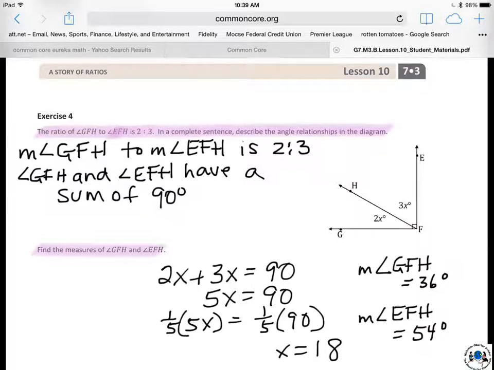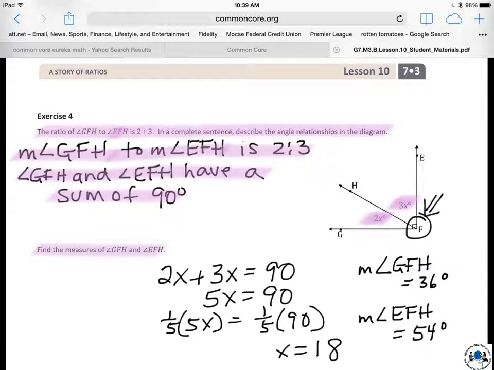Okay, so they helped us out a little bit here by giving us these expressions already for the angles GFH and EFH. My statement here was that the measurement of angle GFH to the measurement of angle EFH is 2-to-3. Again, I didn't really need to apply that because, like I said, they already gave me the 2x and the 3x. But I'm sure you'll see something different in the future. I also know that angle GFH and angle EFH have a sum of 90 degrees. And I know that because of that symbol there.